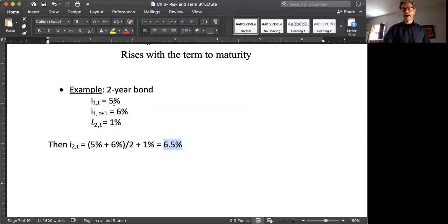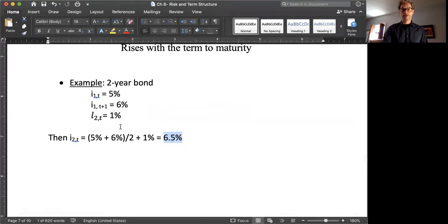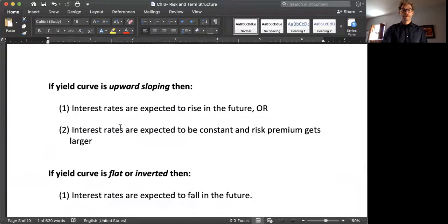So we could make a more complicated example than this, right? We could have 15 years, but really the idea is the same. You just average the interest rates that are expected to happen over the course of the bond, and then you add in this liquidity premium, right?